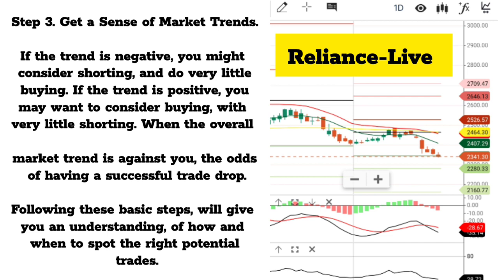If the trend is negative, you might consider shorting and do very little buying. If the trend is positive, you may want to consider buying with very little shorting. When the overall market trend is against you, the odds of having a successful trade drop. Following these basic steps will give you an understanding of how and when to spot the right potential trades.